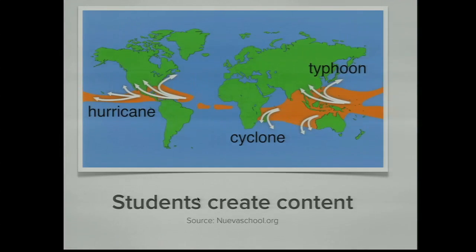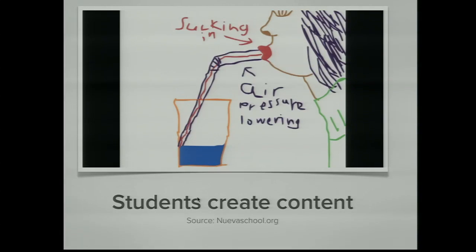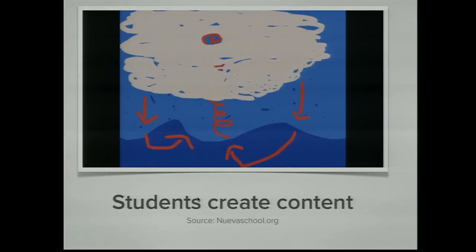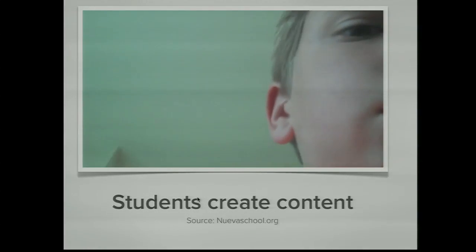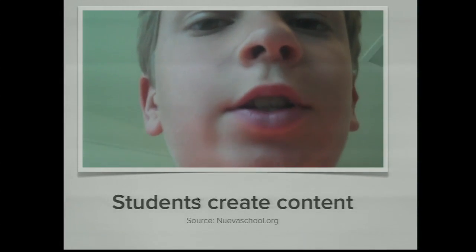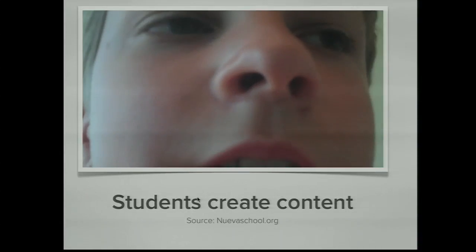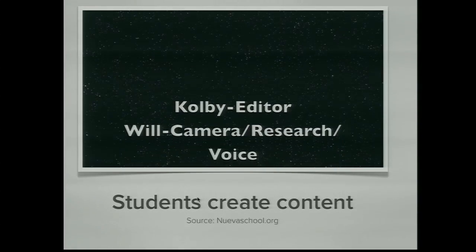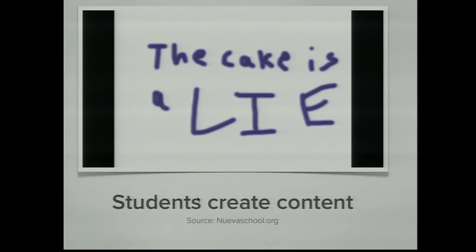This is the straw hurricane, for example. When you suck on it, you lower the air pressure and the water comes up. A toilet is a good example of the swirling motion of a hurricane. When you flush the toilet, the water comes out of a little hole in the bottom of the toilet, swirls around, and carries whatever's in the toilet away. Let's check it out. It works a bit like a hurricane in the sense that it carries whatever it touches away. Cake is a lie.